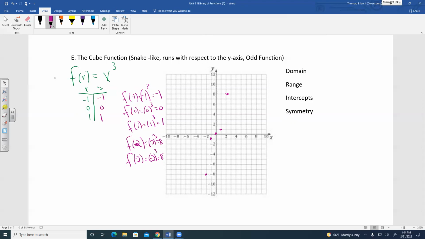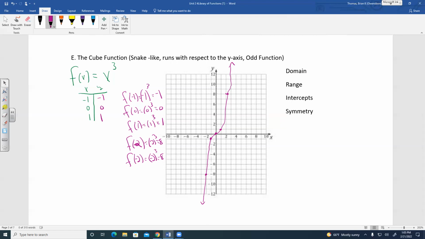As far as the graph goes, it's going to come down, bend and turn and snake around here, and then go back through this other point here. It's going to look something like that. That's the shape of the graph. It's what we call a snake, kind of slithering around like you'd see on the ground.